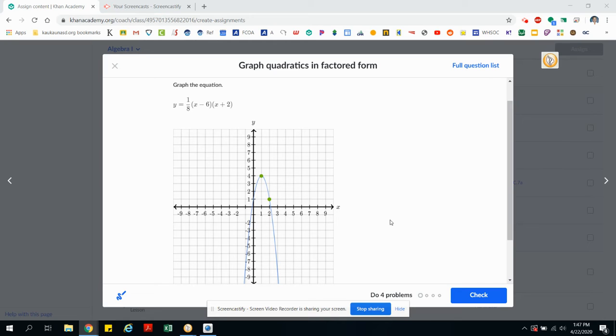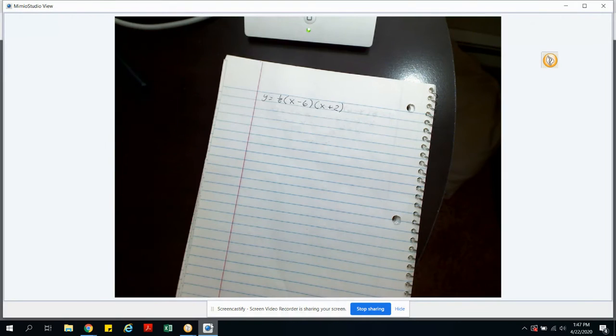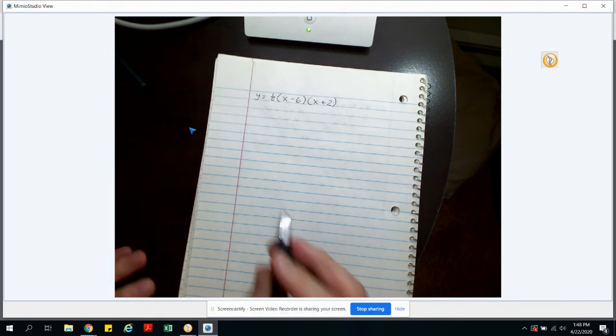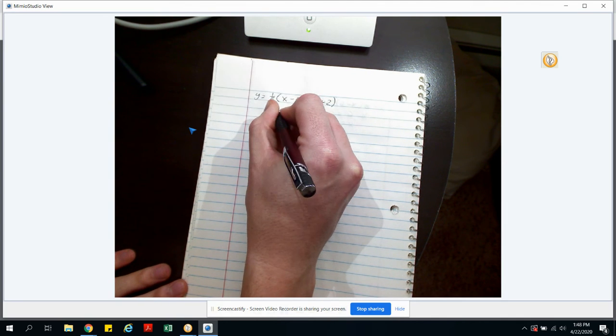So here is my equation, y equals 1/8 (x minus 6)(x plus 2). Okay, so the first thing we need to do is find the x-intercepts. So where is this graph, this parabola, going to cross the x-axis? So I'm going to flip to the document camera here. Now in order to find our x-intercepts, we're going to take each of these parentheses here, set them equal to 0.